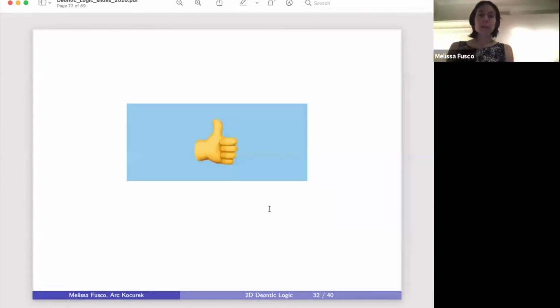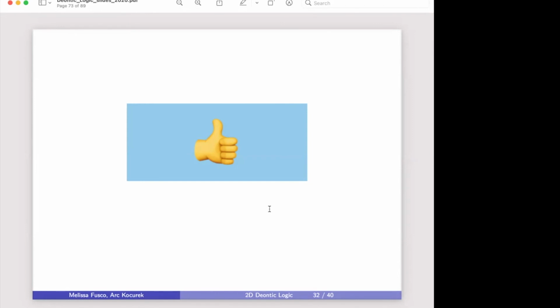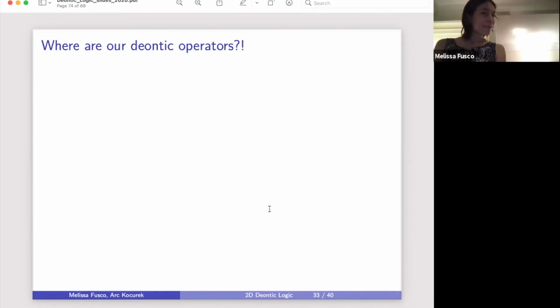Okay, so there's an intermediate goal. I have about five minutes left, right? Yeah. Okay. Actually, it's about ten, because we started about five after. Okay. So I'll just see how far I get. Where are our deontic operators? We didn't put them in anywhere.